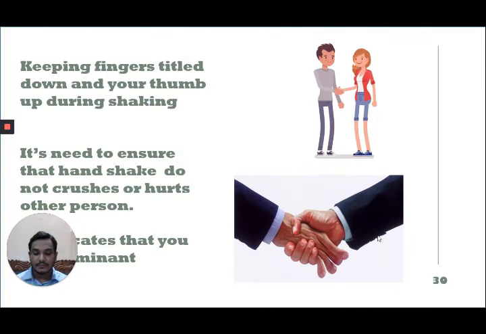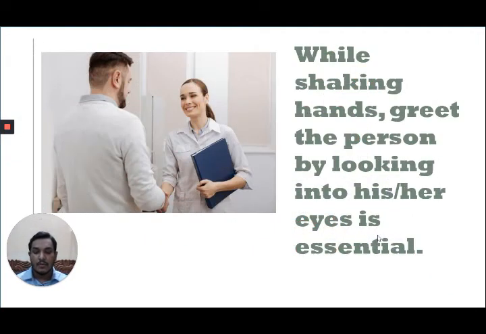First, while we're conducting a handshake, we have to maintain that our fingers are tilted down and our thumb is up, and we should not crush the other person's hand because it shows that I'm dominating and it's not mannerly. While shaking hands, greeting the person by looking into his or her eyes is essential. It shows that we are really meaning that we are greeting them. We are in the present moment. We are not just saying hello, hi.